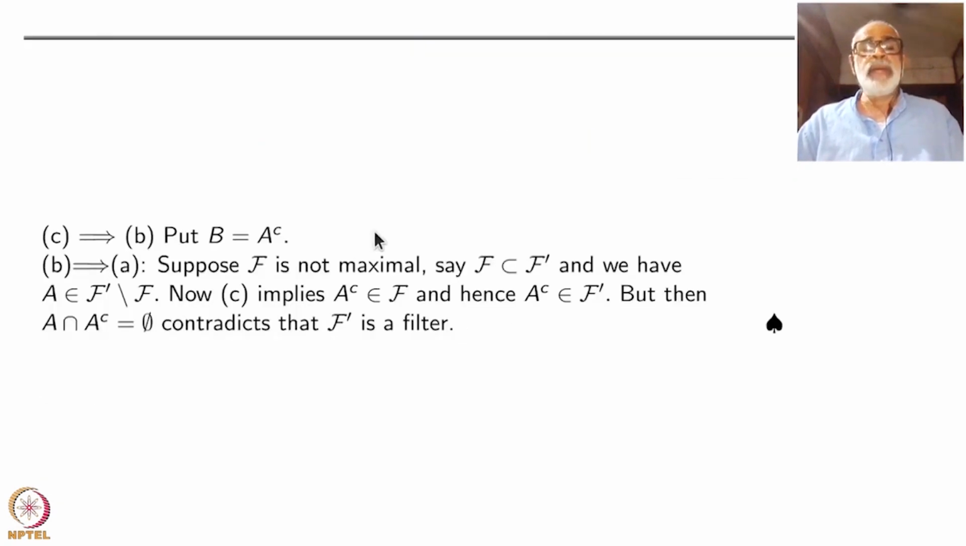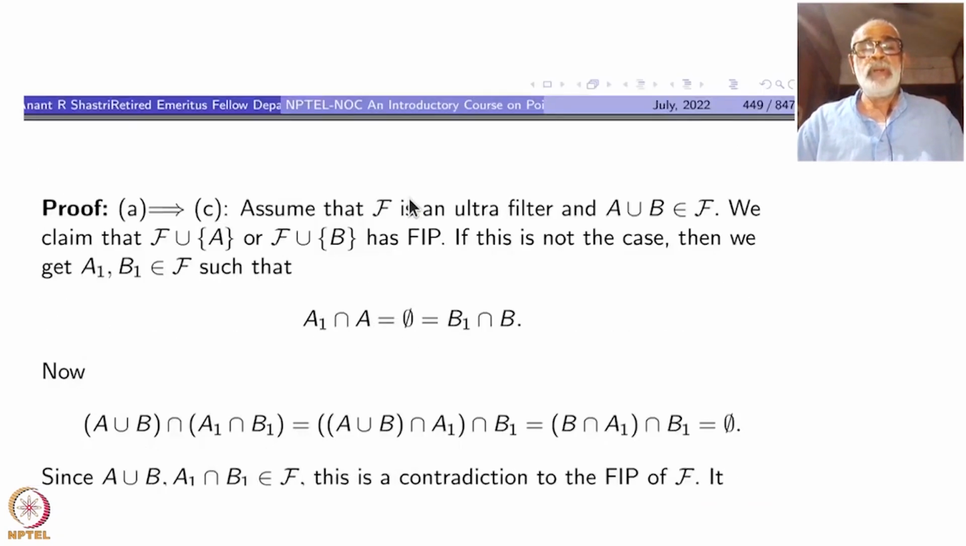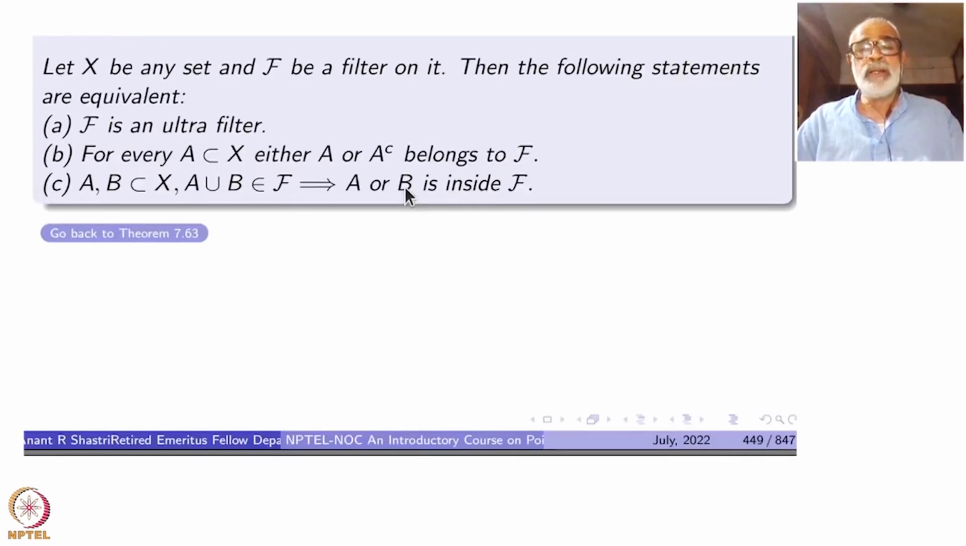Okay, C implies B is a one-line proof, because what I can do is take this A complement as B. Then A union A complement is the whole space X. That's always there, that is free. Therefore, I can apply C to conclude that either A or A complement belongs to F. Of course, we know that both of them cannot be, so we can put either A or B. So C implies B is very cheap, right? That is why I proved A implies C first. Now let us prove B implies A.